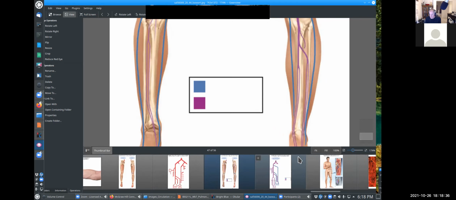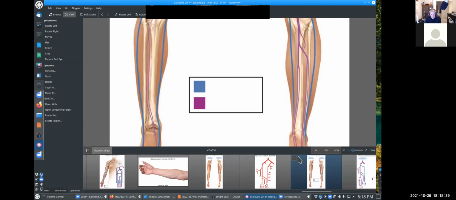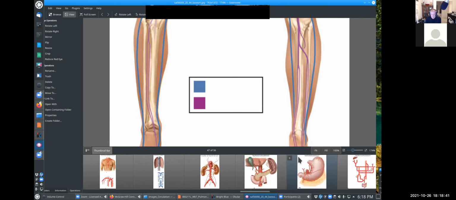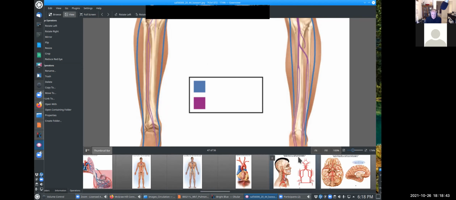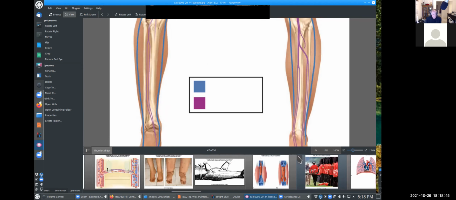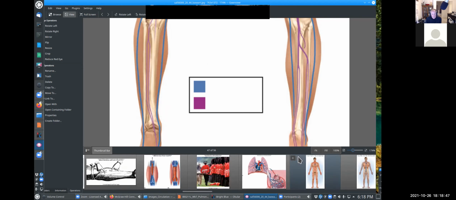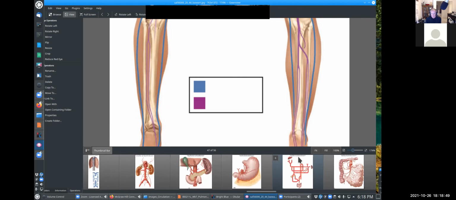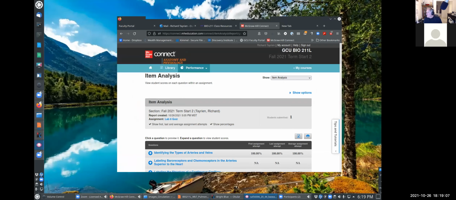Okay, let's see. Anything else on the vascular system? I think that pretty much covers the list that we had in lab that we were supposed to find. So let's go over pulmonary quickly. We still haven't had anybody else show up.